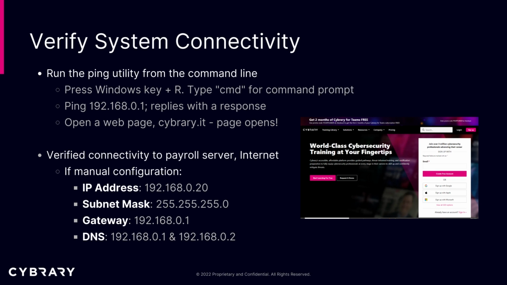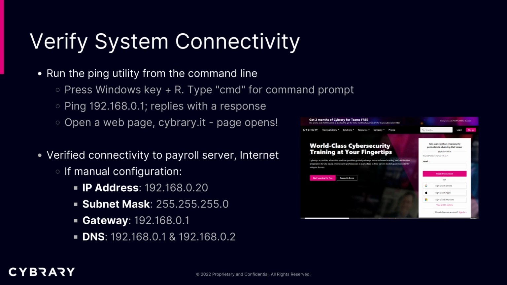And it replies with a response. Great. We know that we have just pinged the firewall of that network. We could also ping the accounting workstation that we talked about earlier, 192.168.0.2, and that will reply as well. So that will test our connectivity.